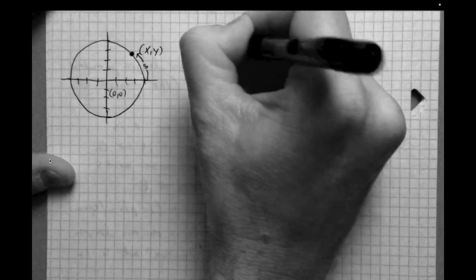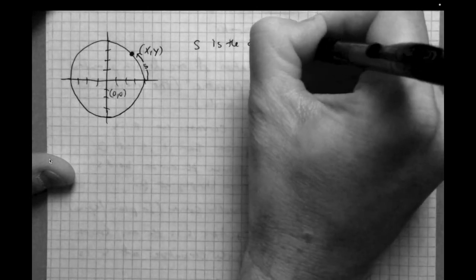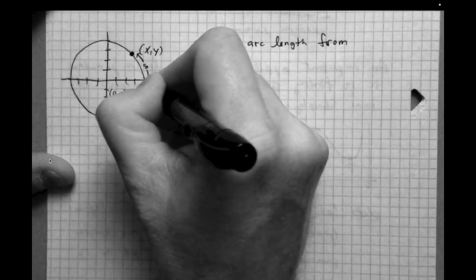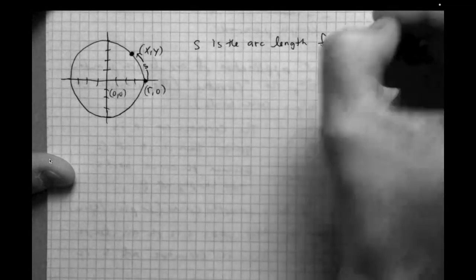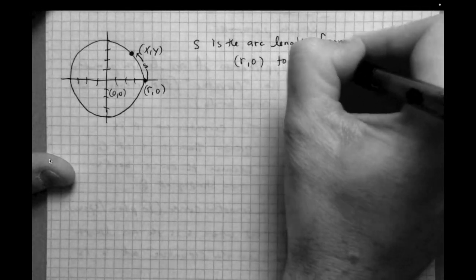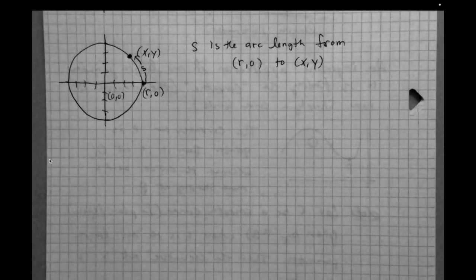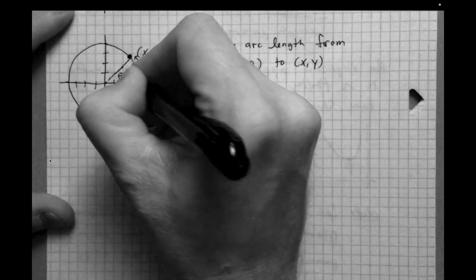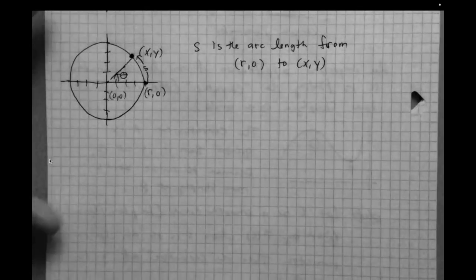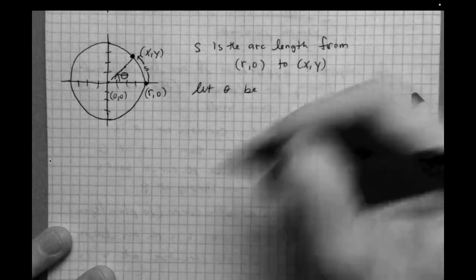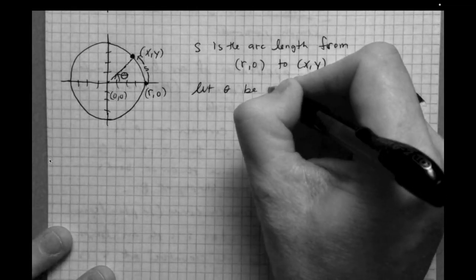So s is the arc length from the point (r, 0) up to (x, y), whatever (x, y) happens to be. And then, of course, implicit in this is some kind of ray here and an angle that's swept out. We'll call that angle theta. So let theta be the central angle of the circle.